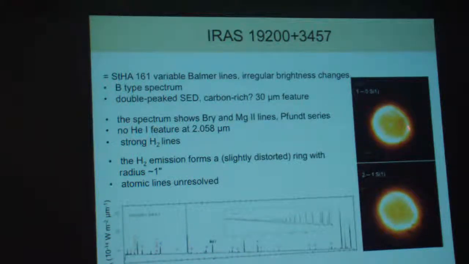This is an image in molecular hydrogen, the 1-0 S(1) transition, and it shows this nice round ring, although there's emission in the centre as well. So this is probably a limb-brightened shell that we're looking at. In the spectrum, as well as the H2 lines, we have the usual Brackett gamma, but there's no helium-I emission here, so it doesn't look like we've started to ionize helium-I. And the atomic lines are unresolved in this object, so again, this is probably an earlier stage, but the photoionization region is still unresolved.